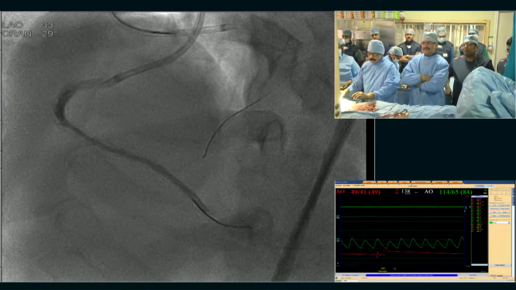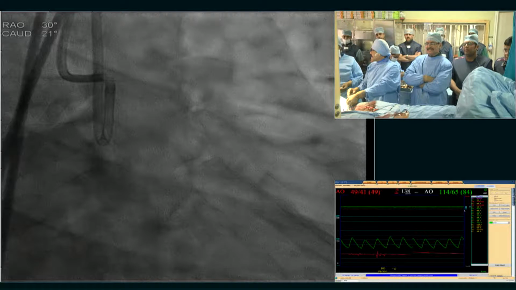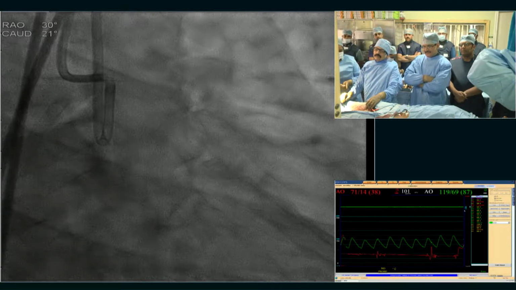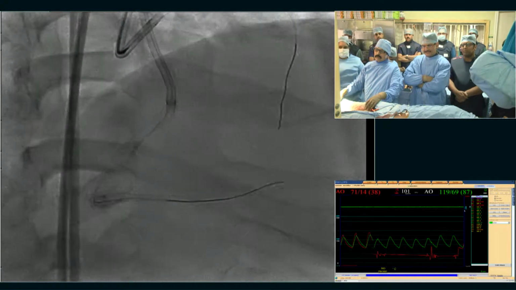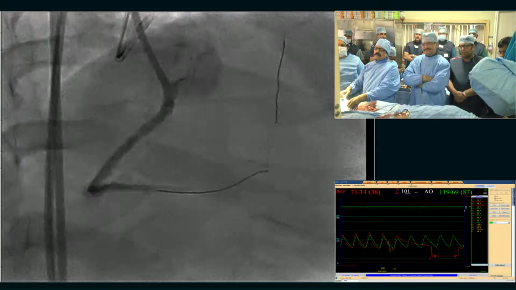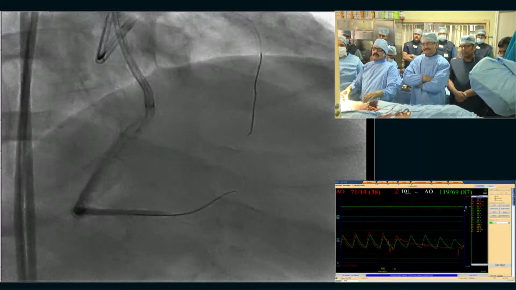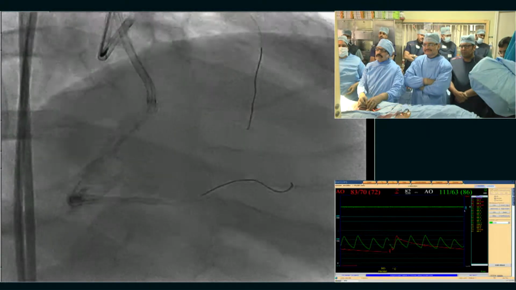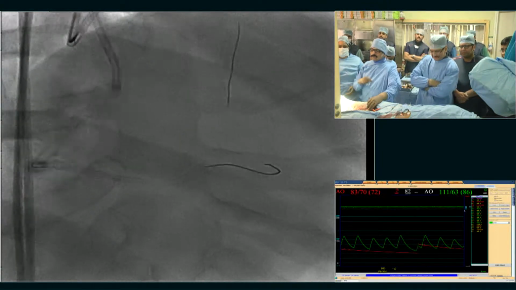So what is the strategy? Can I know the strategy of the chairpersons and discussants? How is your approach? What is your sheath size? I saw 7 French, femoral approach?